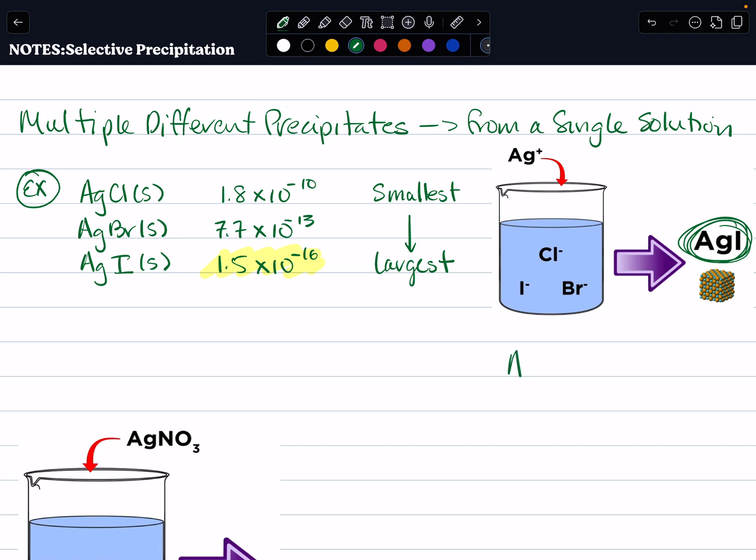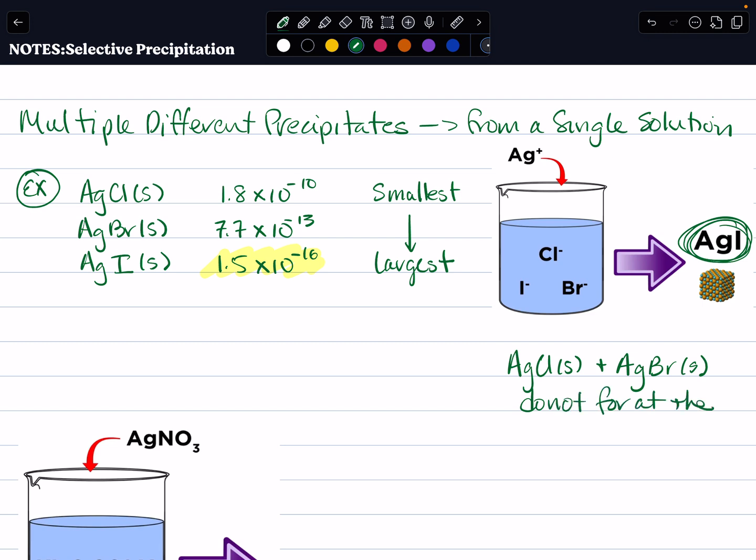Once we reach that level, we may not have enough yet for these two solids to form, the silver bromide and silver chloride, all right? So they do not form at the same point. So they do not form at the same concentration of, not iodide, sorry, silver ions, all right? They're going to have their own value, all right? So how do we know what that is?